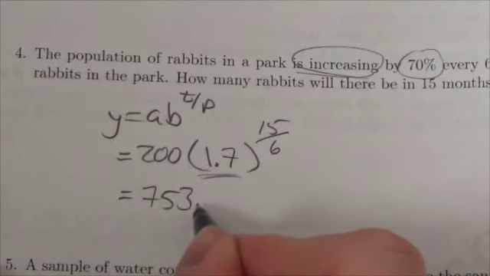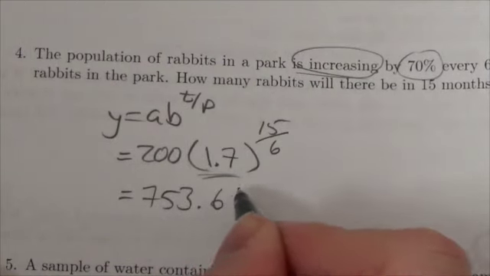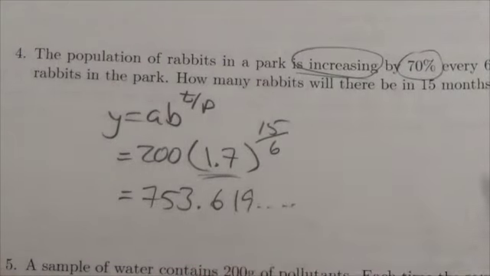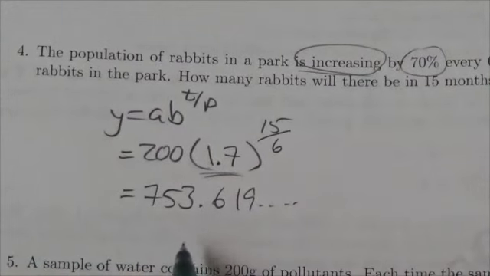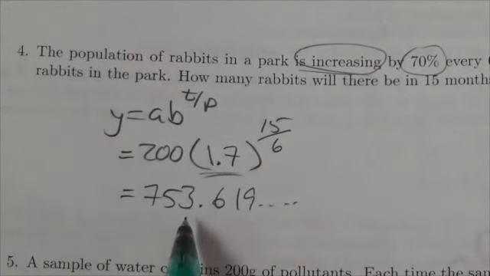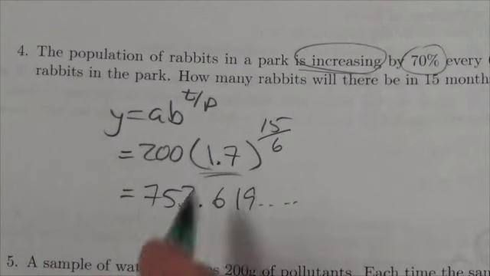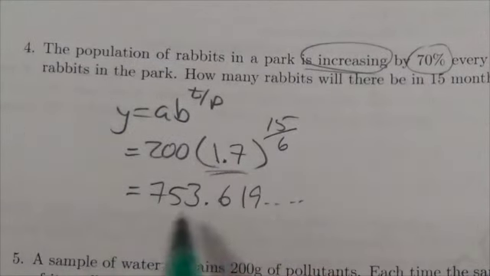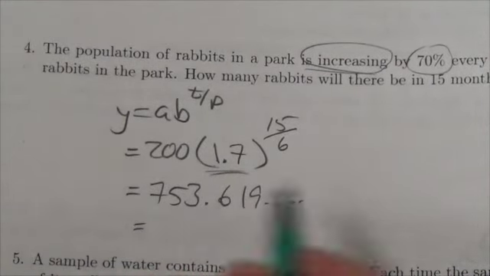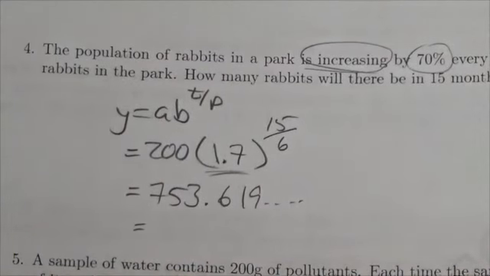Another interesting thing that pops out of this question is that when you enter this into your calculator, you're going to get 753.6, well, 619, it goes on and on like that. So what's the answer? Is it 753? Because I don't know how to think of this 0.6 rabbit, what does that mean? Or do you round that to the nearest whole?